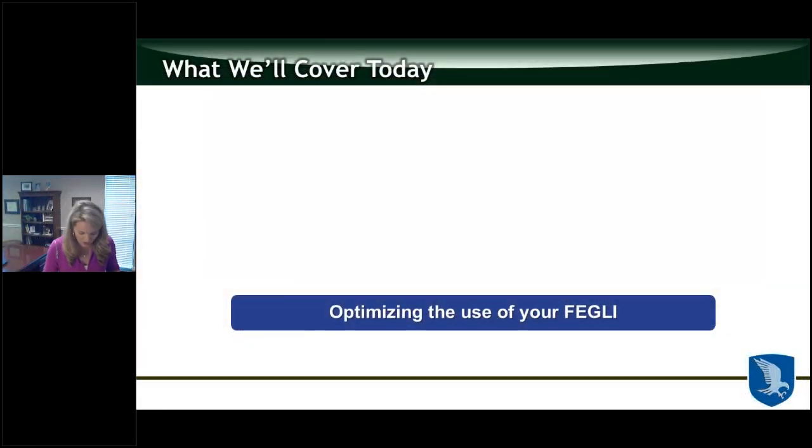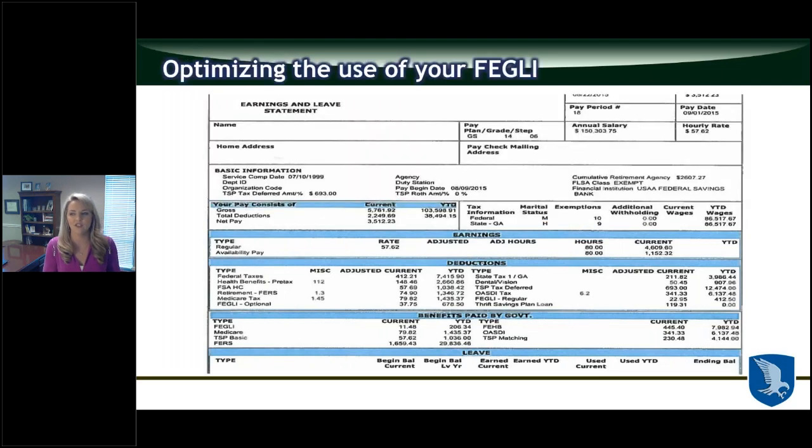Let's talk about FEGLI, if we can, for just a few minutes. Optimizing the use of your FEGLI. This is your Federal Employee Group Life Insurance policy. Most oftentimes, we come into the federal government and sign up for the max of everything, and then we don't reevaluate the elections that we made. So I want to point some things out to you on your pay stub so that you can evaluate, is this what I need in the form of life insurance?